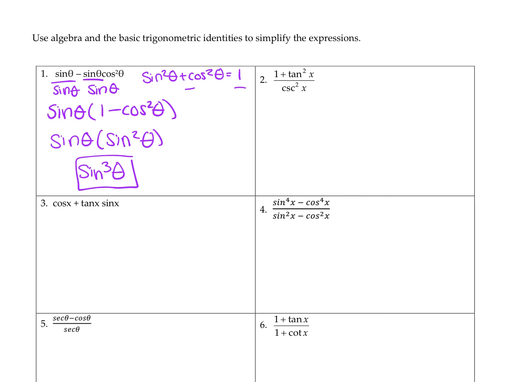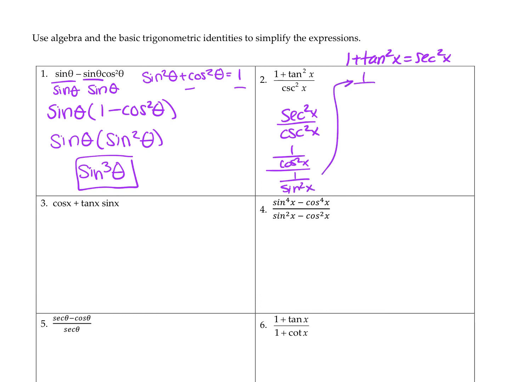All right, in number 2, I have 1 plus tangent squared, and 1 plus tangent squared is a trig identity. It's equal to secant squared. So my top is going to become secant squared, my bottom is going to stay cosecant squared. Now to simplify this, I'm going to turn my top and my bottom in terms of sine and cosine. Then I'm going to have 1 over cosine squared times sine squared over 1, which would be sine squared over cosine squared, which is tangent squared.